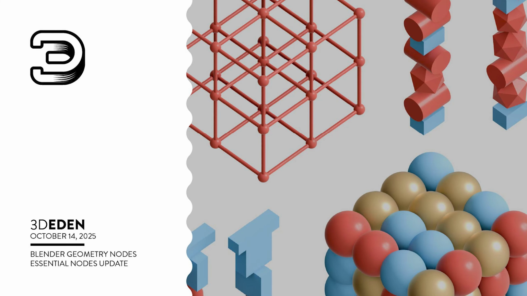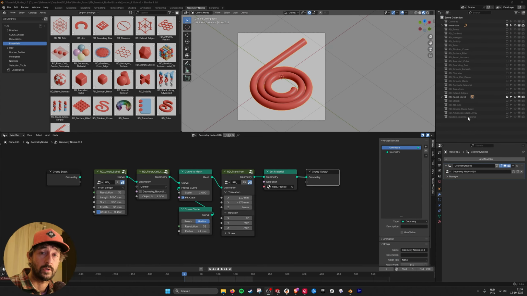Hey, hello there. In this video I'm going to talk about 6 additions to the essential nodes. Last time we talked about the other ones, and now I also have the spiral. It was already in the other one, but I didn't explain it fully.